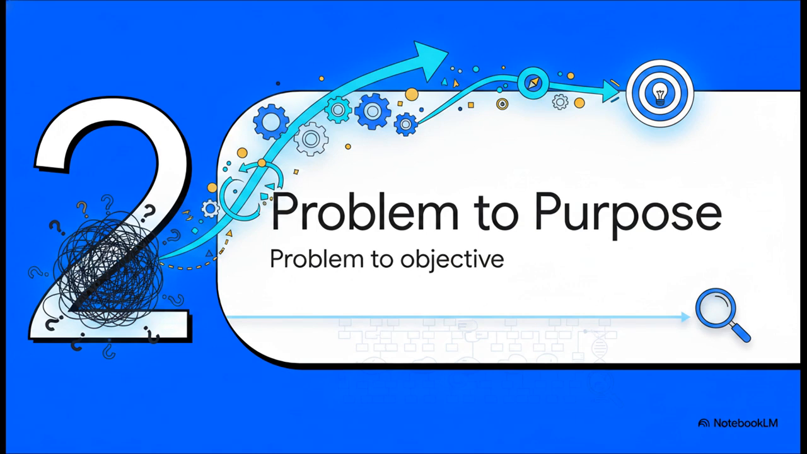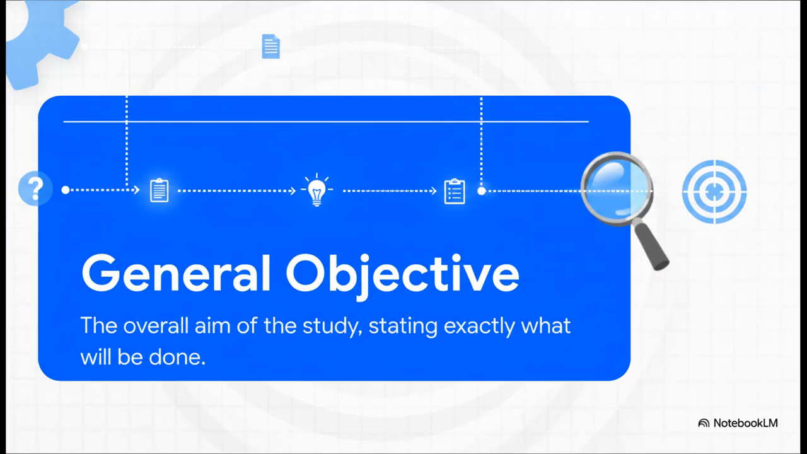Moving right along to part 2, problem to purpose. This is where we turn that sharpened problem into a general objective. Your general objective is basically the overarching aim of your entire study. It has to flow directly from that sharpened research problem we just talked about. And I really want to stress this point. Complicated wording does not equal better research. Clear and direct wins every single time. So, forget trying to sound smart by saying you want to comprehensively explore multifaceted dynamics. No way. We just want to state exactly what will be done.